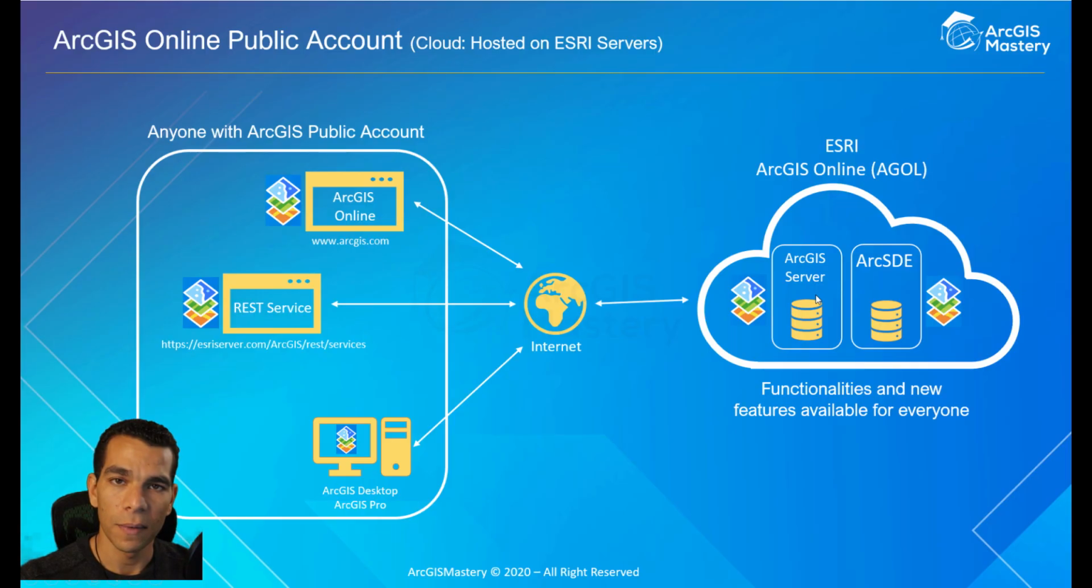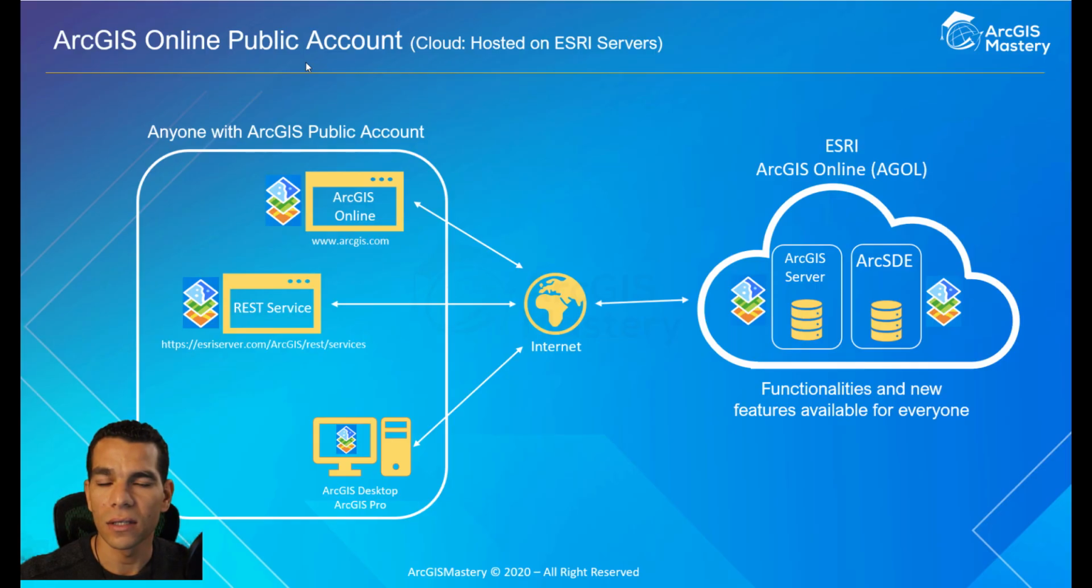And one of the things to keep in mind is that Esri always adds new functionalities to ArcGIS Online. So any new updates they add to ArcGIS Online are available for anyone who has an ArcGIS Online public account. And using your browser, you can go to www.arcgis.com and you will be able to connect to this infrastructure here using your public account.